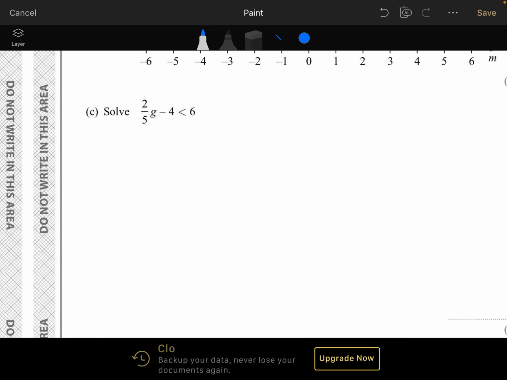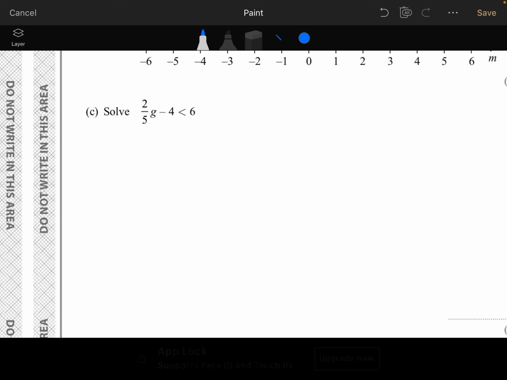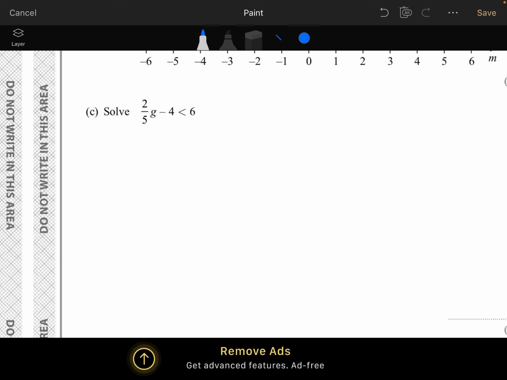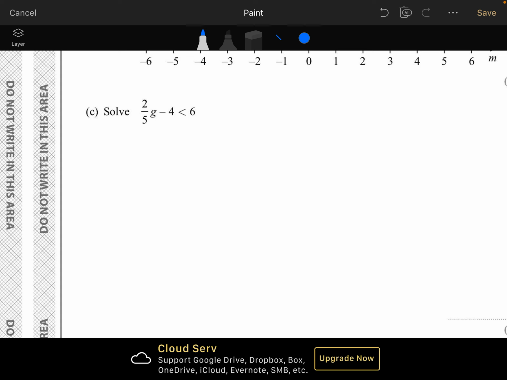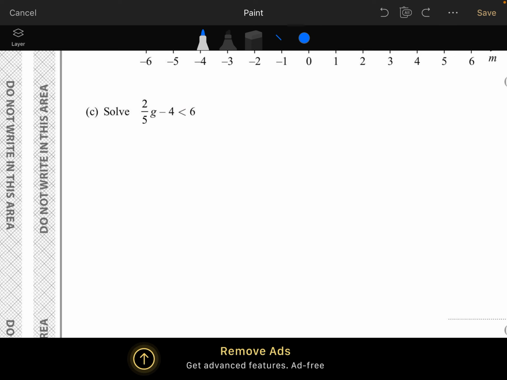Question C, a little bit harder because we've got the last, is this the last question on the paper? No, there's a bit more yet, but we're getting towards the end of this question. It says 2/5 of G minus 4 is less than 6. Now, when we're solving inequalities, we treat it just like we would when we've got an equal sign. So if this was an equal sign instead, we would rearrange and try and get G on its own, and this is no different, but we leave the less than sign in there.